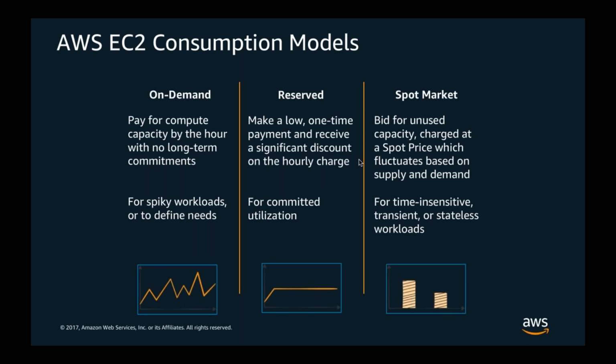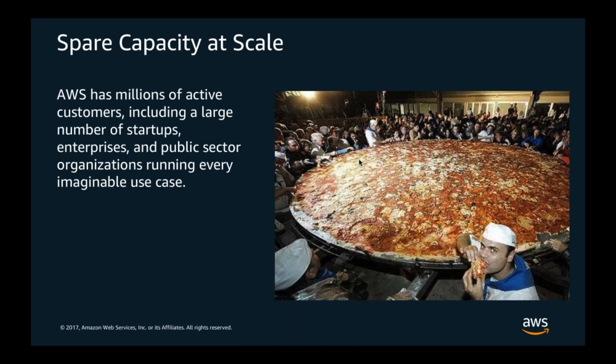So the third consumption model, which we'll focus on today, is what we call the spot market. And this is where we allow you to bid for the unused on-demand capacity in our data centers. Spot instances are fantastic for time-insensitive workloads, for transient or stateless workloads, but they're also really great for running your production-style workloads as well. And JD will talk a bit more about some of the best practices and some of the systems and services that they've come up with to allow them to deploy Spot instances in their production environment.